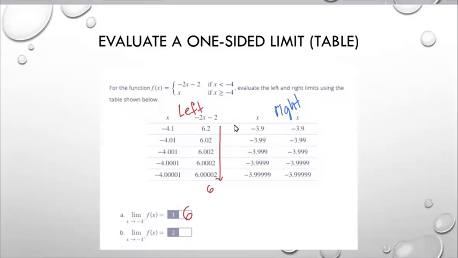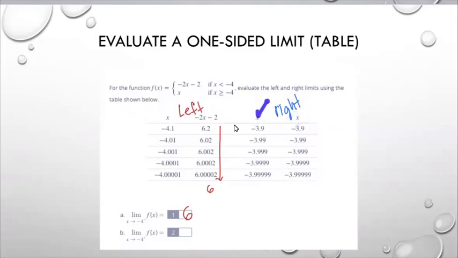When we go to the right, the x values are this column in here. We start at -3.9. We are approaching from the right, so we are going in this direction to approach -4. So we go from -3.9 all the way to -3.99999. This is the y value, and this can be a little confusing because you have an x and an x.